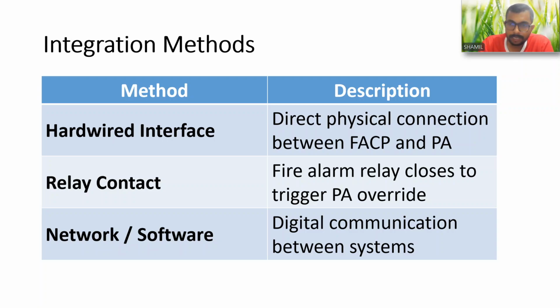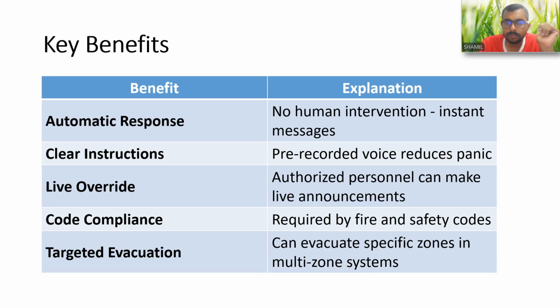So this is about the integration methods involved between the fire alarm and the public address system. Now, what are the key benefits of the integration? The first one is the automatic response. What do we mean by automatic response? That is, no human intervention. Human beings need not be involved in the integration between the fire alarm system and the public address system. It happens automatically. When the fire is detected, the public address system will start playing the emergency evacuation messages. It's instant action, and there's no need for an operator to intervene in this communication.